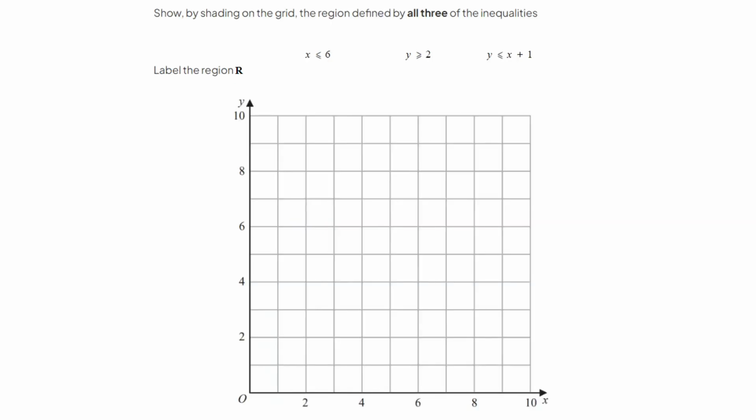So let's start with this question. By showing these three inequalities, find the region of all three of them. Okay, so whenever we have inequalities, you can plot them as if this is an equal sign, right? So x is less than or equal to 6. What's that going to look like on the graph? Well, x is here, so our graph is going to look something like this.